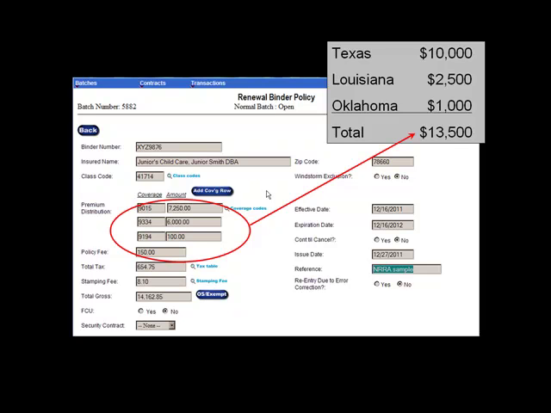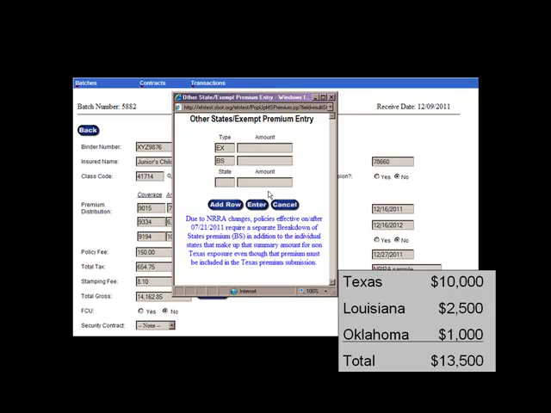For policies effective on or after July 21st, 2011, you will see this reminder about the breakdown of states summary premium when clicking the Other States Exempt button. Due to NRRA changes, policies effective on or after July 21st, 2011 require a separate breakdown of states premium in addition to the individual states that make up that summary amount for non-Texas exposure, even though that premium must be included in the Texas premium submission.